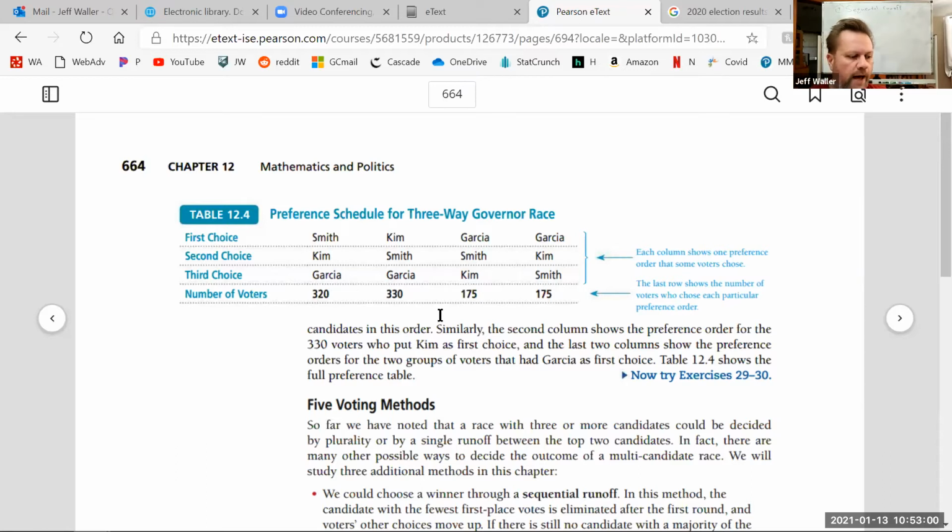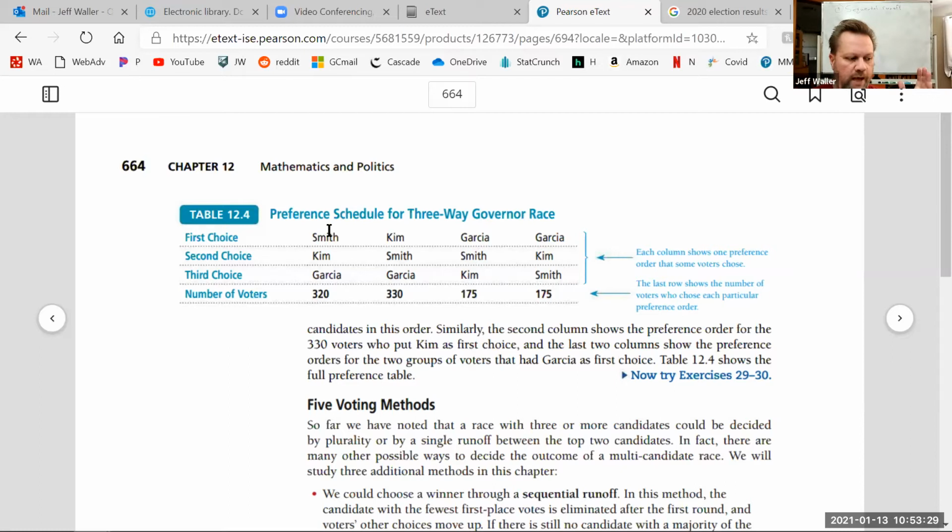Now, if I were to do this sequential runoff, let me see if we can do this. Who got the least first place votes? Smith. So if I do sequential runoff, since everybody's ranked their choices, I don't need a second election. I already know how they feel.